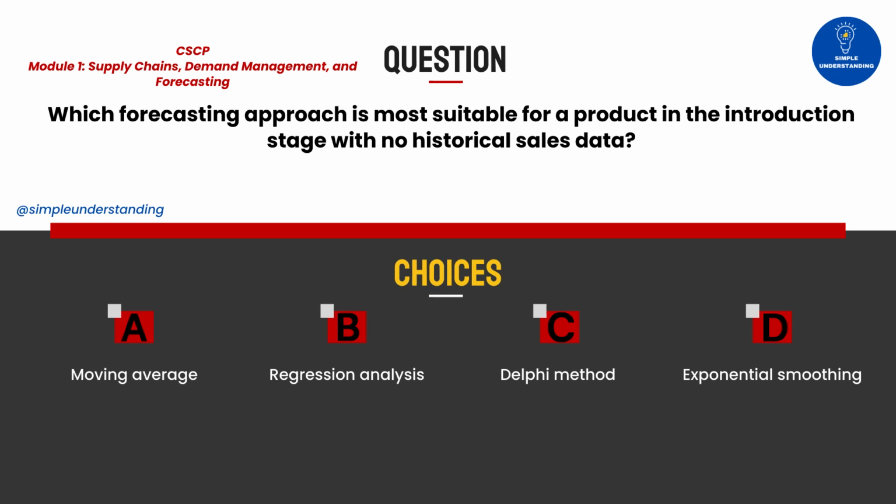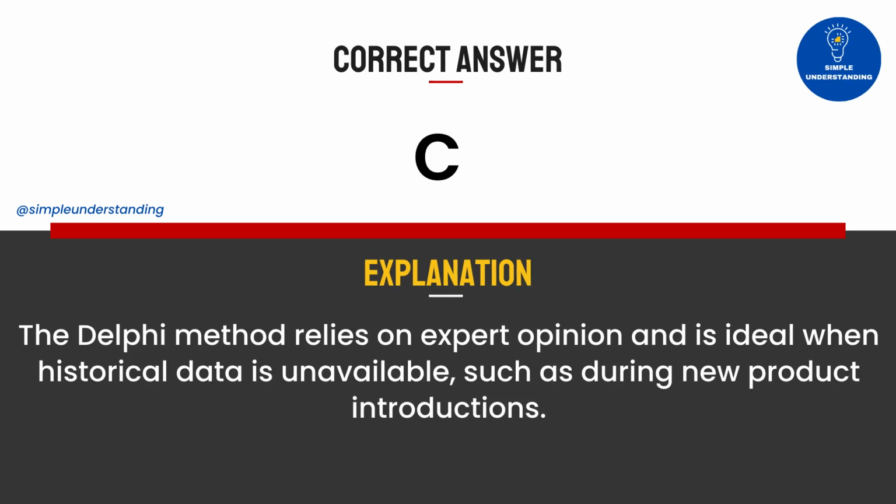6. Which forecasting approach is most suitable for a product in the introduction stage with no historical sales data? A. Moving average. B. Regression analysis. C. Delphi method. D. Exponential smoothing. Correct answer, C. Explanation. The Delphi method uses expert opinion and is best for new products without sales history.